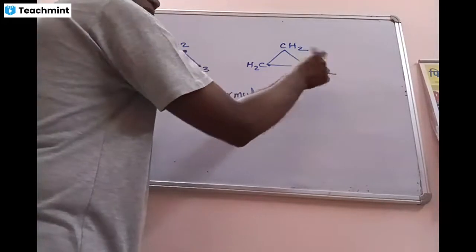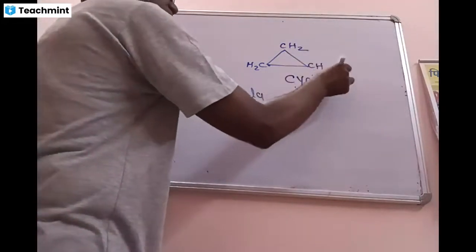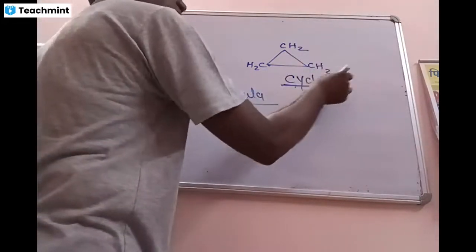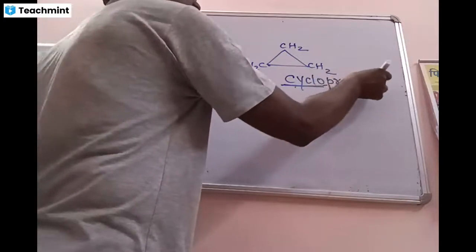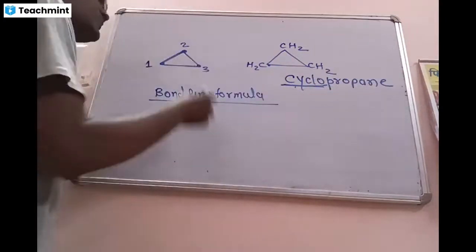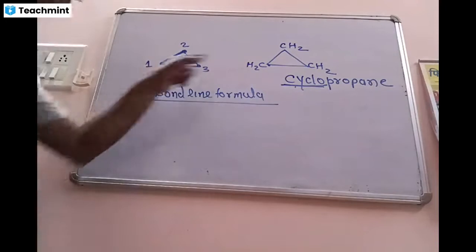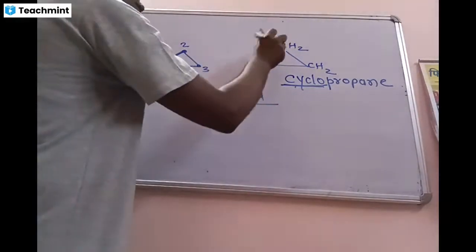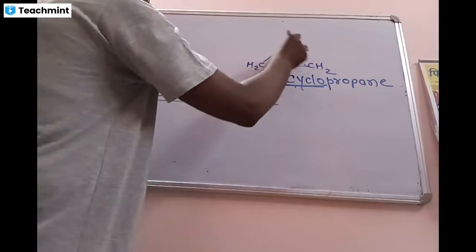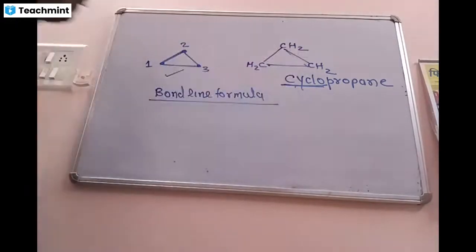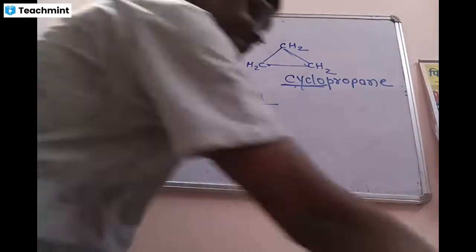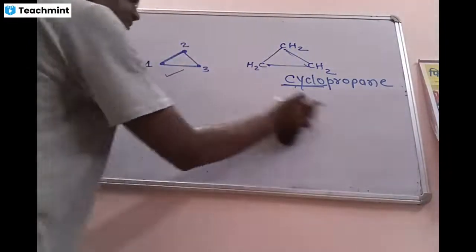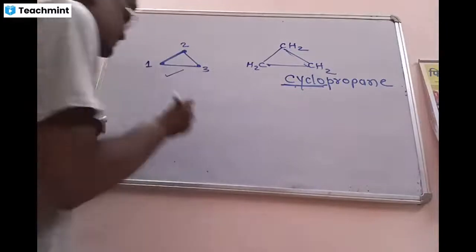So this one is a cyclic compound. A closed chain is there, so you have to write the word cyclopropane. So most of the time people used to write like this, and this is the formula. Now here is a bond between two carbon atoms. This and this is the same. You got this one? Yes. We have studied this one.